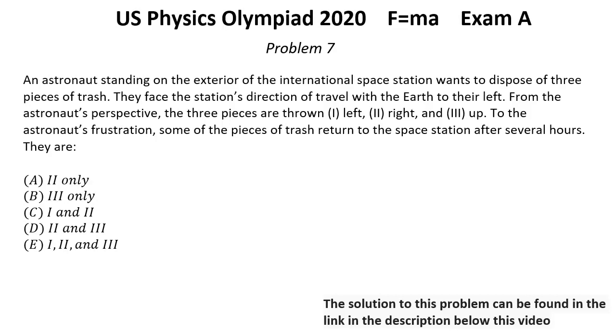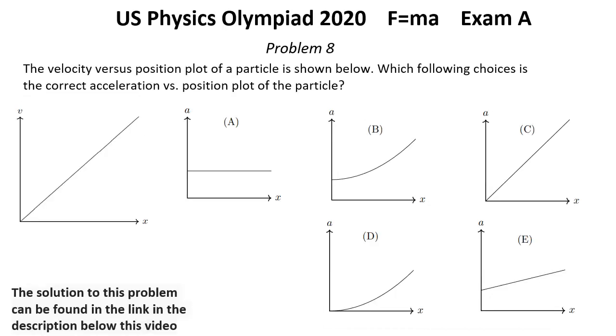Problem number 7. An astronaut standing on the exterior of the International Space Station wants to dispose of 3 pieces of trash. They face the station's direction of travel with the Earth to the left. From the astronaut's perspective, the 3 pieces are thrown first left, second right, and third up. To the astronaut's frustration, some of the pieces of trash return to the space station after several hours. They are the following.